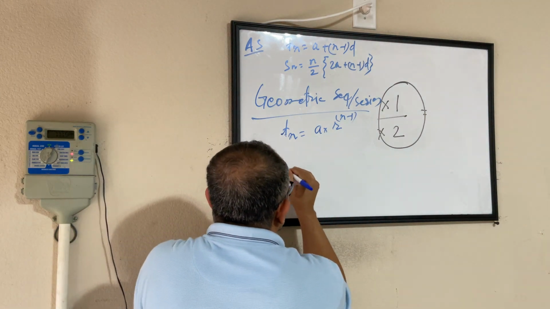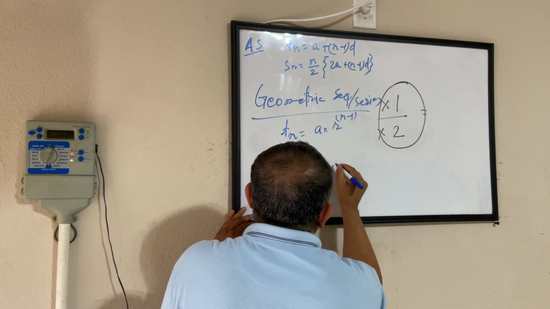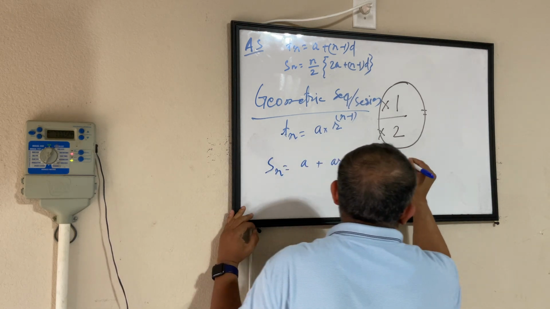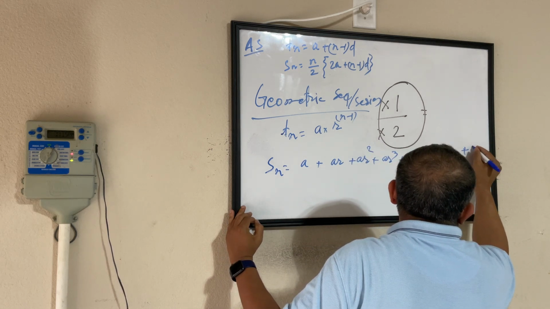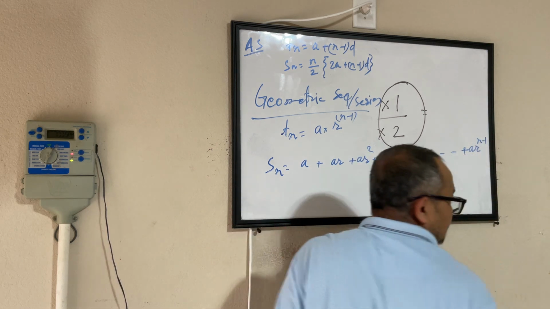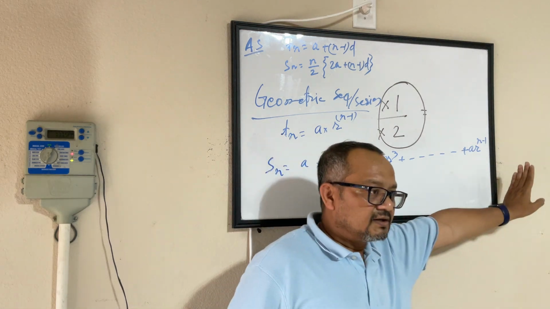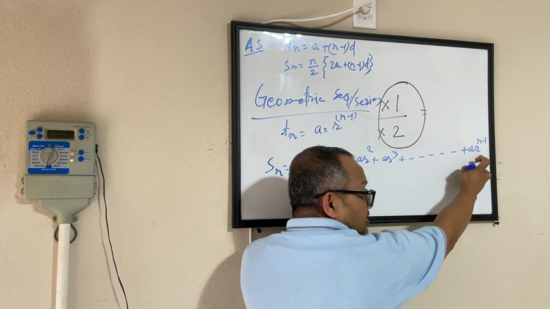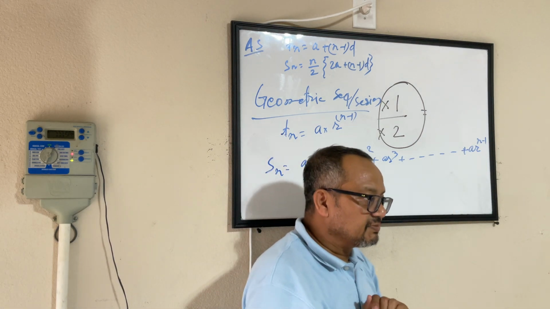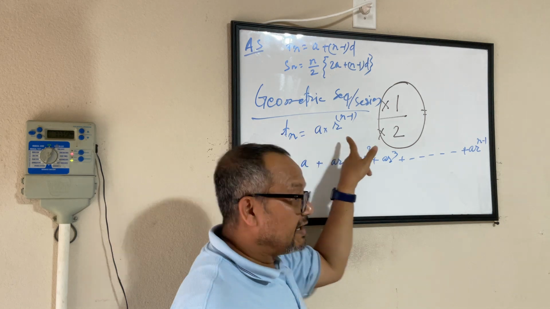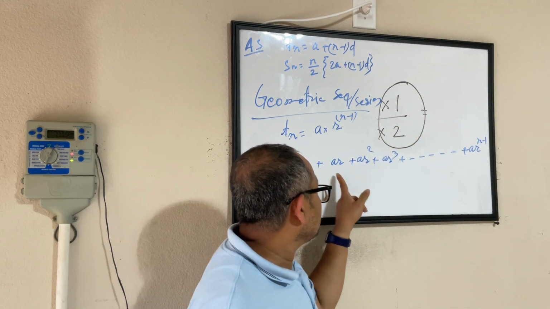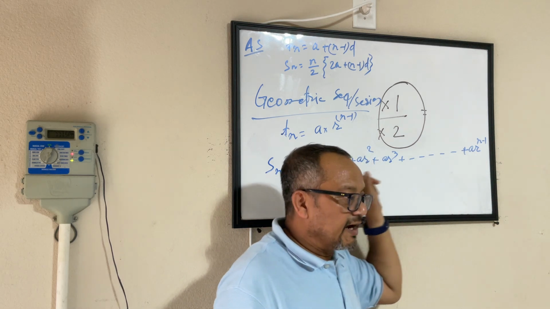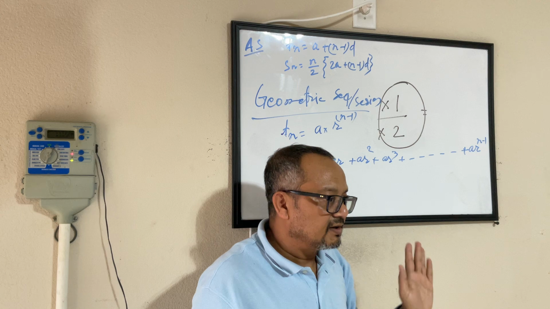Sum of n terms. Now we know it's a plus ar plus ar squared plus ar cubed plus, up to ar to the power n minus 1. This is my geometric series where I'm trying to add the first n terms. This is what we saw, right? A generic formula: a r to the power n minus 1. So first term, second term, third term, fourth term, fifth term, and nth term. When I add them together, that's what we're trying to derive.